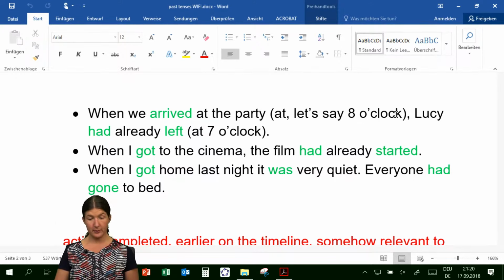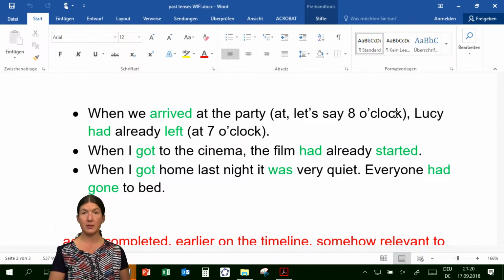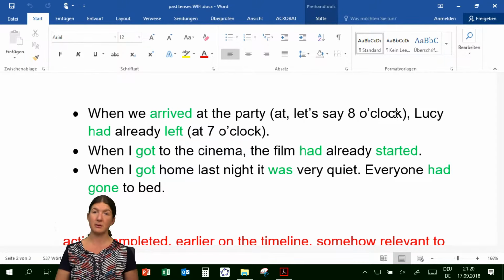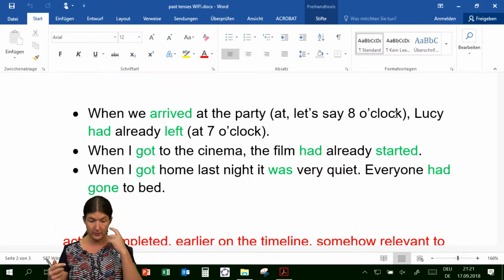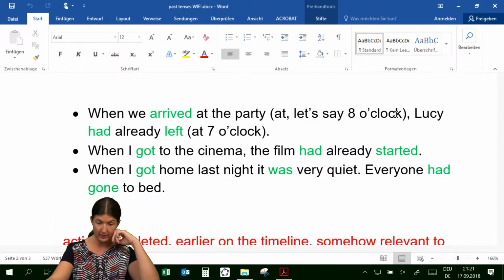When I got to the cinema, the film had already started. We got to the cinema 10 minutes late, so the movie had started 10 minutes ago. So we basically came into the cinema room and all the ads were already done.